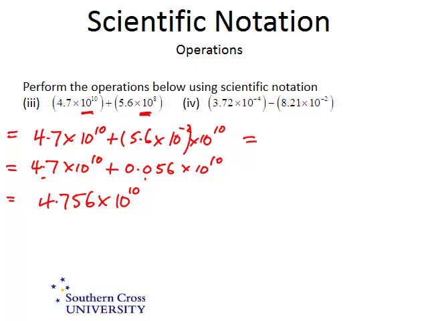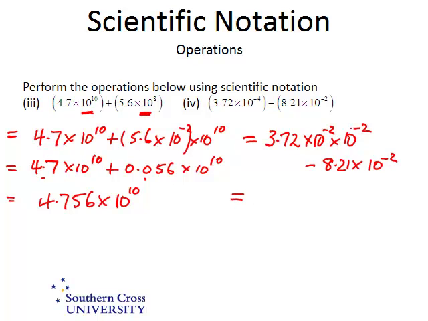This time, because we've got negative exponents, we're going to go with the -2. So we know that this is 3.72 times 10 to the -2 times 10 to the -2. So we're going for the largest exponent, which is -2. -2 is actually larger than -4. Subtract 8.21 times 10 to the -2.